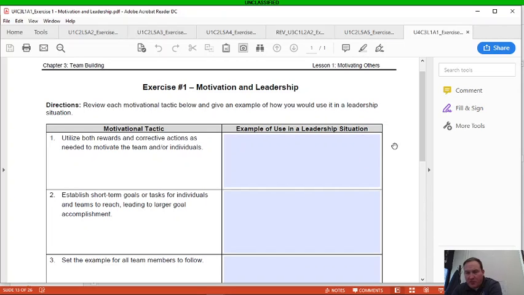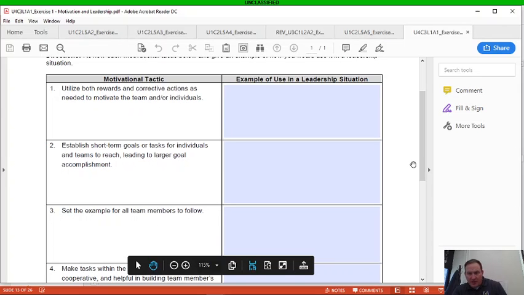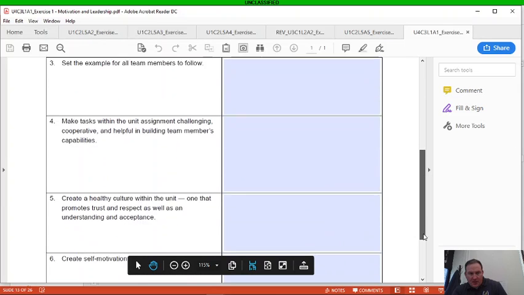Now, you guys are all at Forge. This is your 4th year in leadership positions. So write about some of your experiences or where you've observed this in others. Motivational tactic where you utilize both rewards and corrective actions as needed to motivate the team and or individuals. Write about that. Establish short-term goals, set the example. A couple others here.